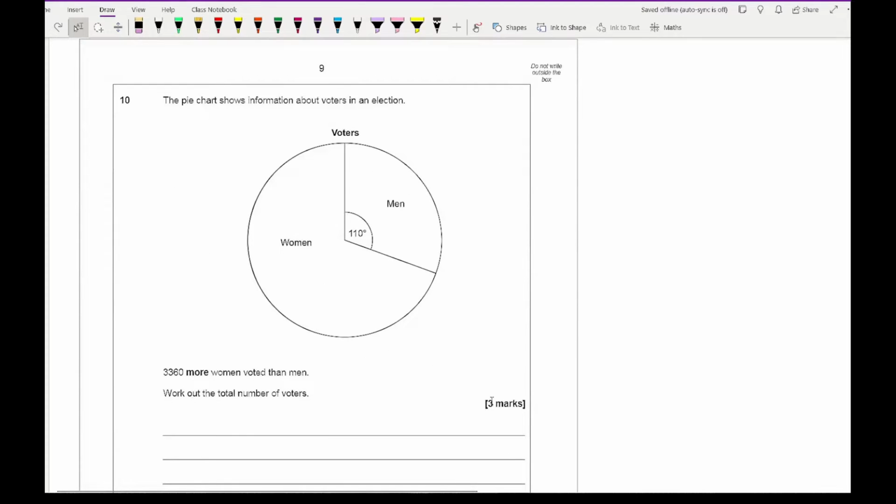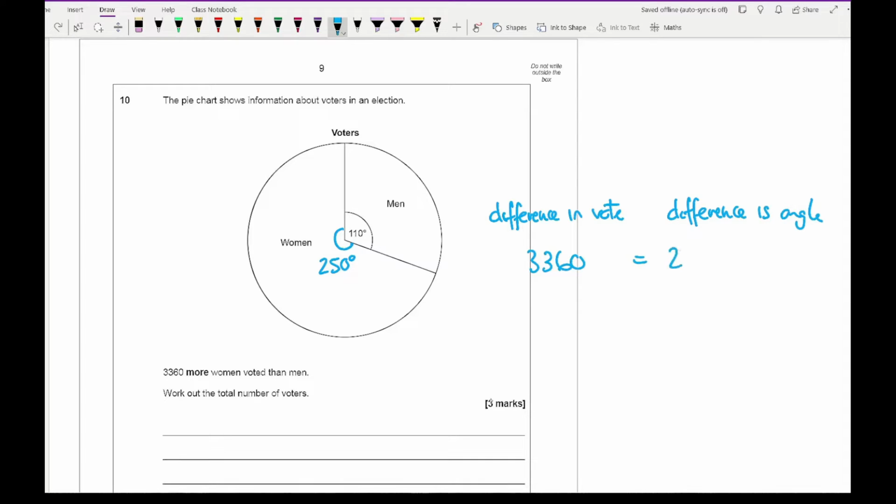Now question 10 says the pie chart shows information about voters in an election. 3,360 more women voted than men. Work out the total number of voters. Now looking at this, we know that if the angle for men is 110, then the angle for women is going to be 250 degrees. Now the difference in votes must be proportional to the difference in the angle. So the difference in voters is 3360, and the difference in the angle is going to be 140 degrees.